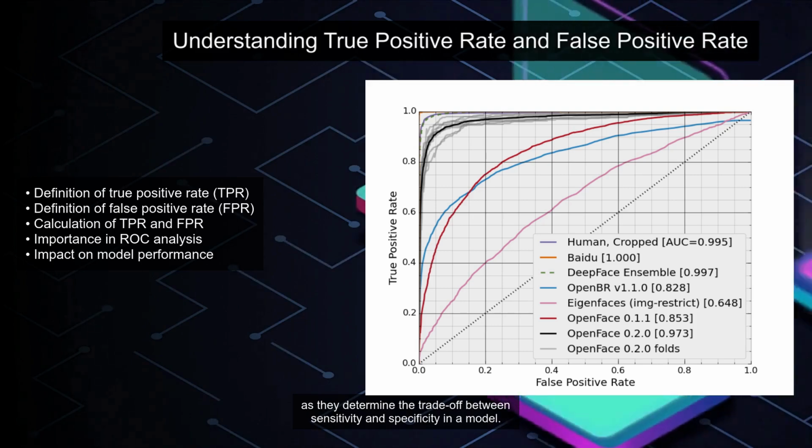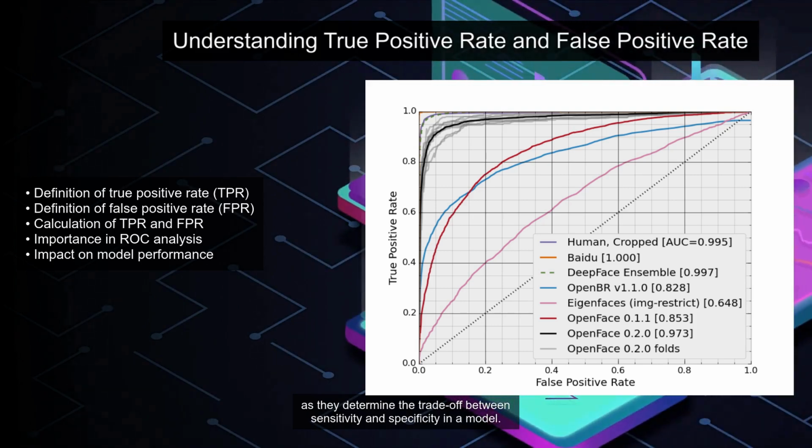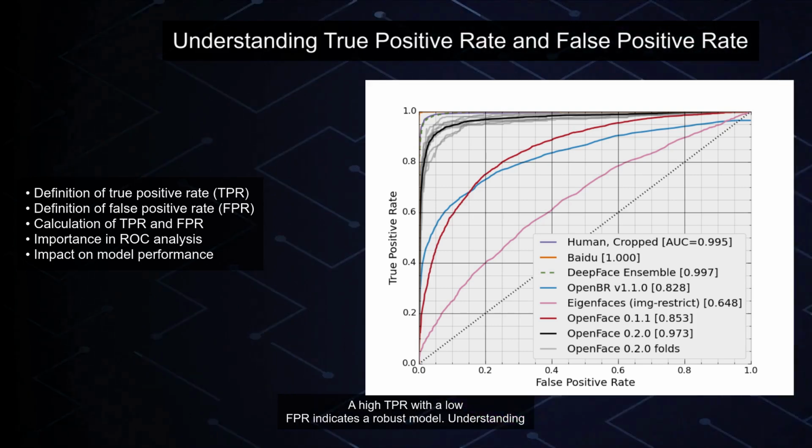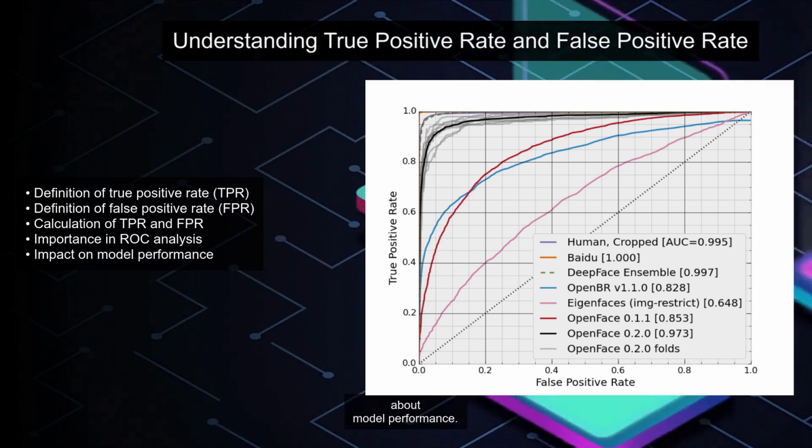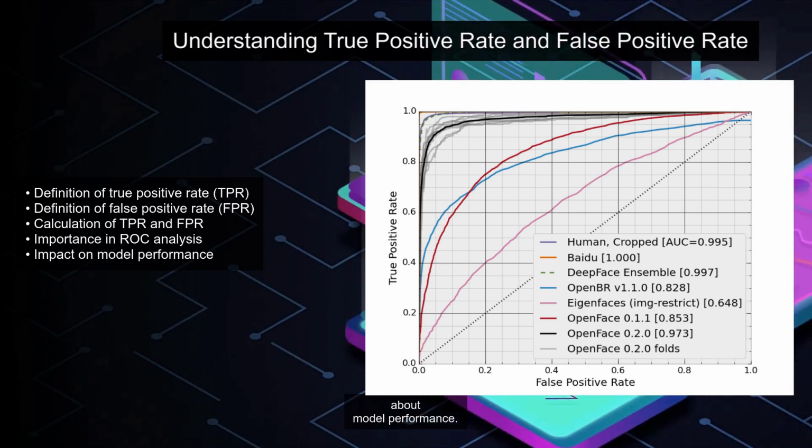Both these rates are crucial as they determine the trade-off between sensitivity and specificity in a model. A high TPR with a low FPR indicates a robust model. Understanding these metrics is key to interpreting ROC curves and making informed decisions about model performance.